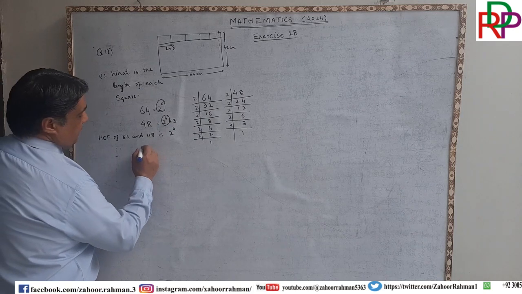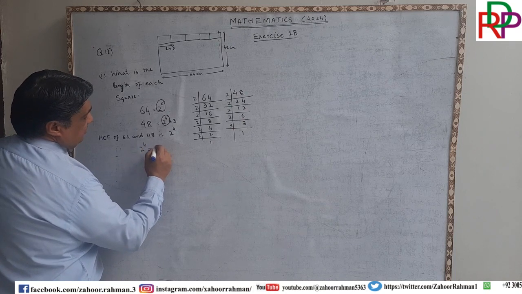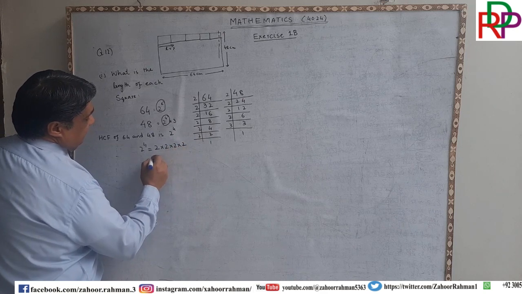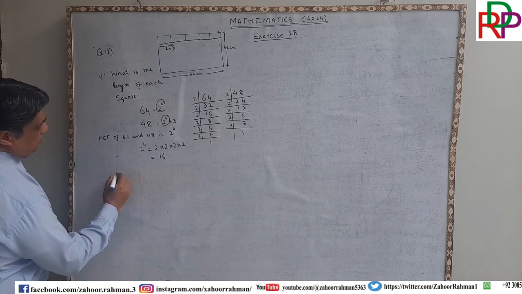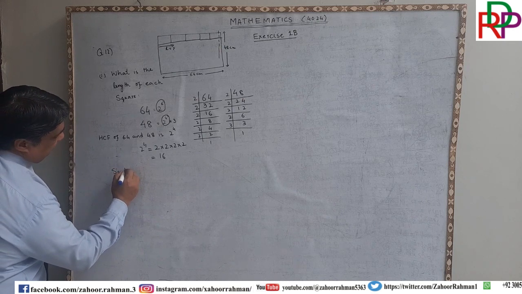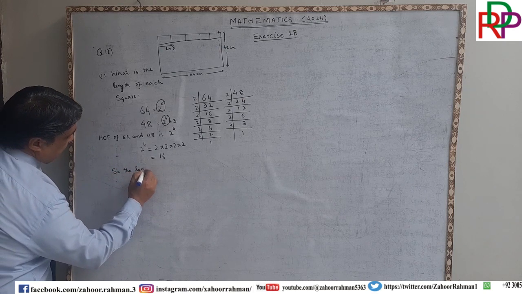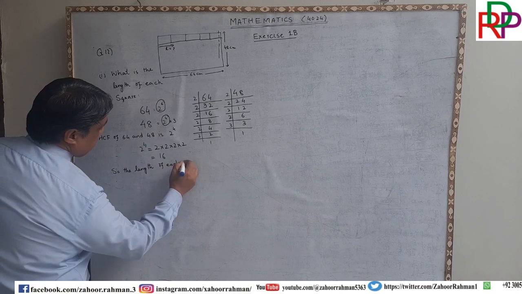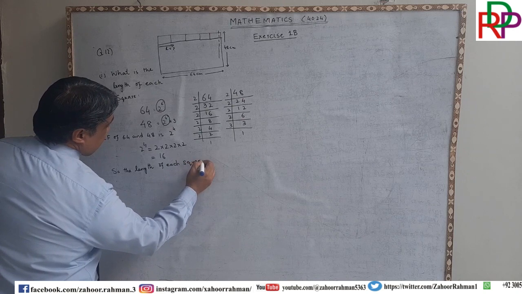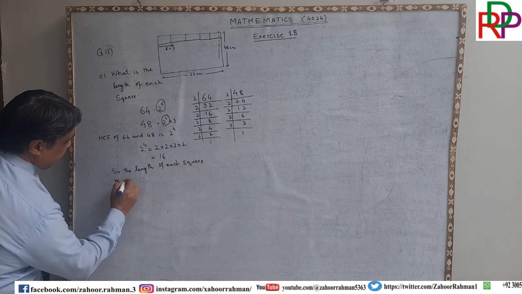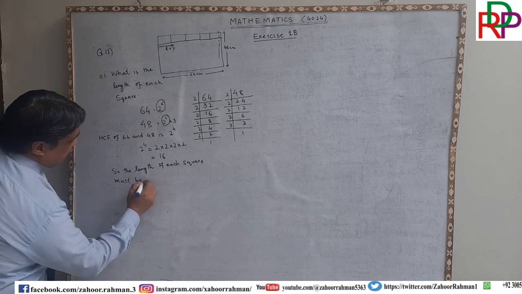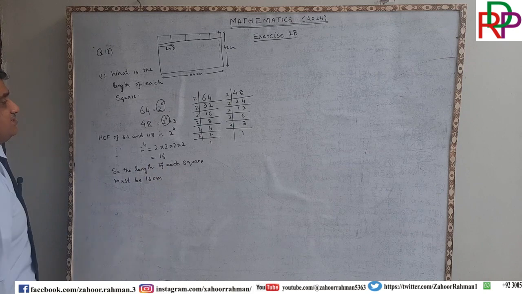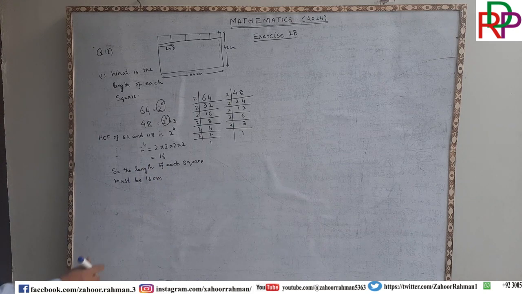So 2 raised to the power 4 means that you have to multiply 2 four times, and that is 16. So the length of each square must be 16 centimeter. Okay. That was the first part.